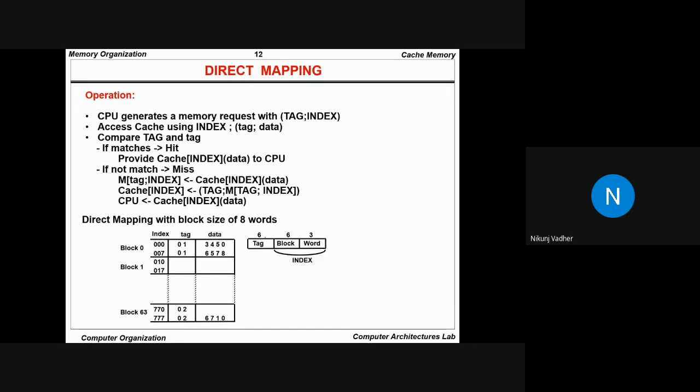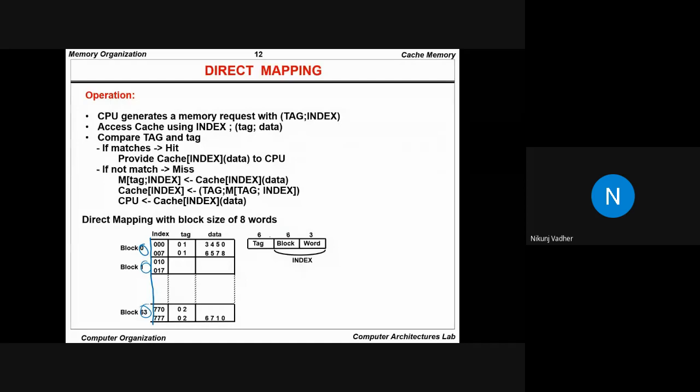Now, to improve the direct mapping, it will be further classified into direct mapping with the help of blocks: block 0, block 1, up to block 63. So the data will be stored block-wise.